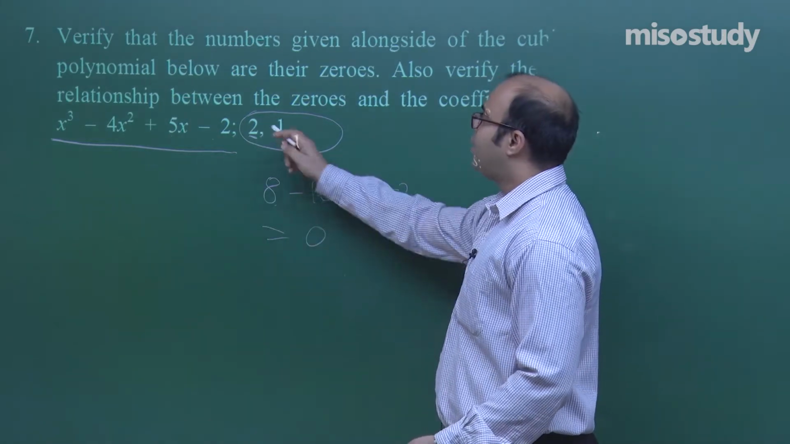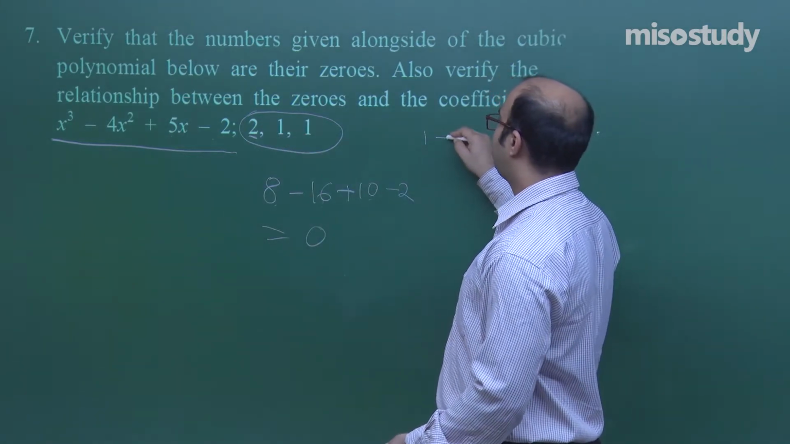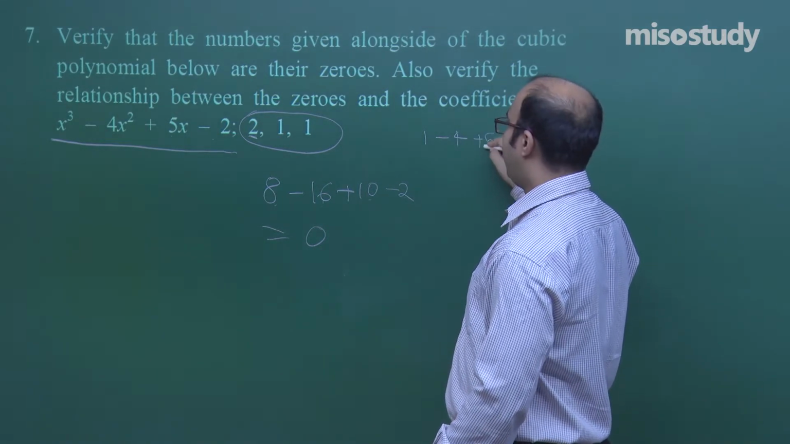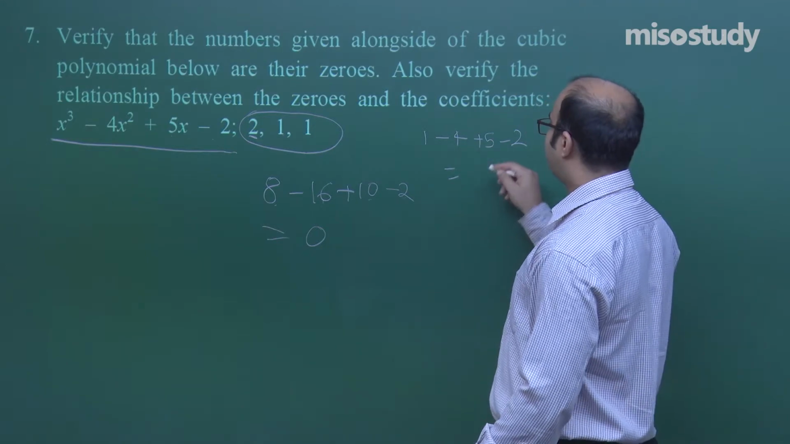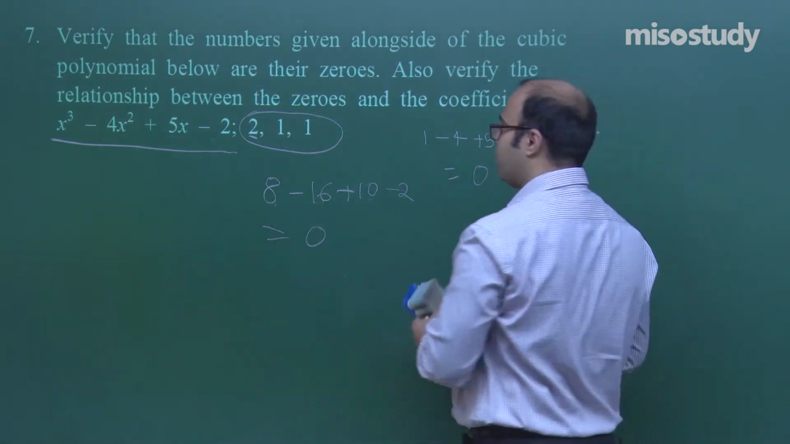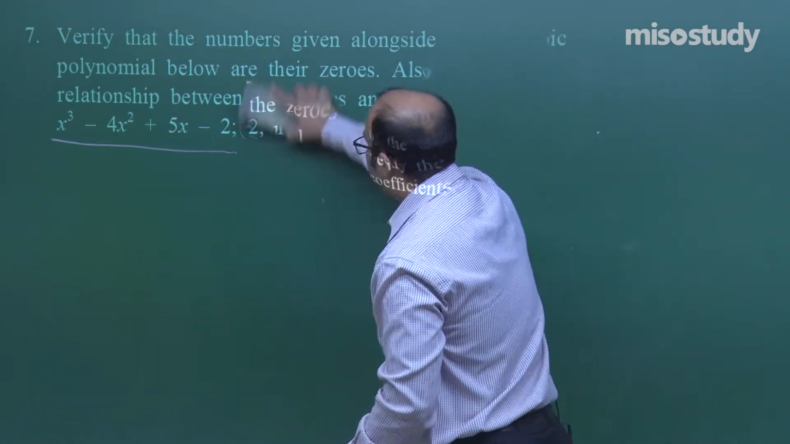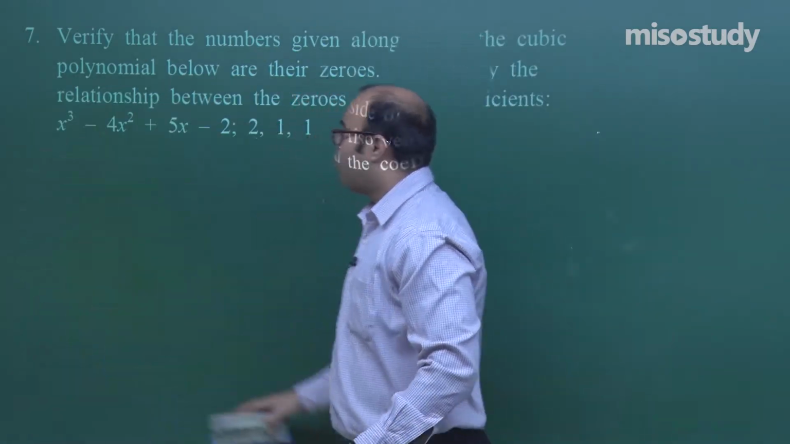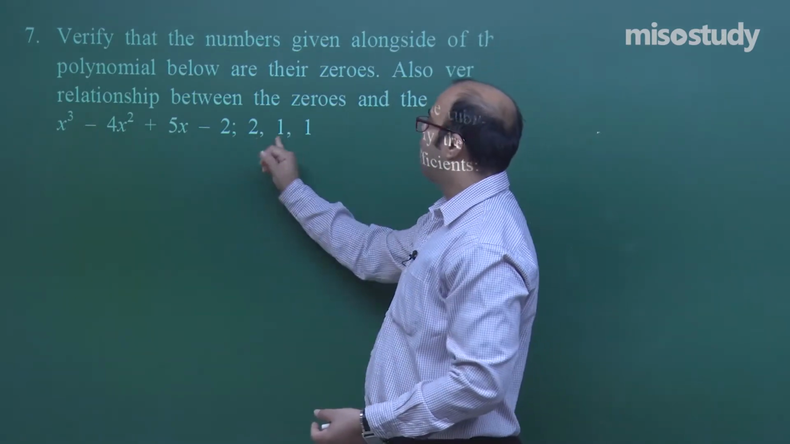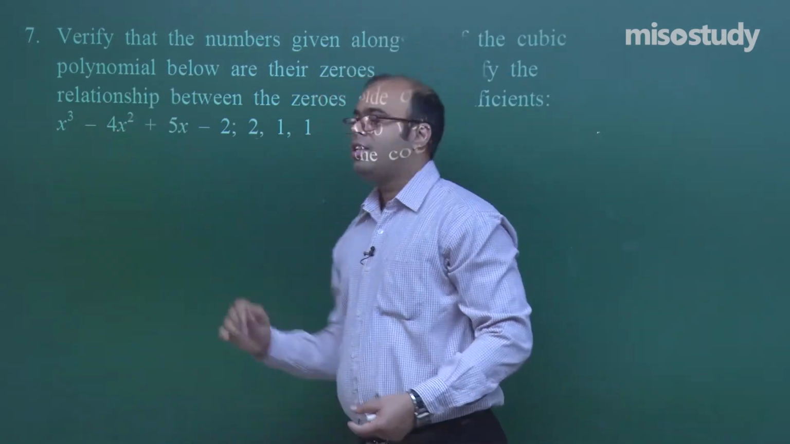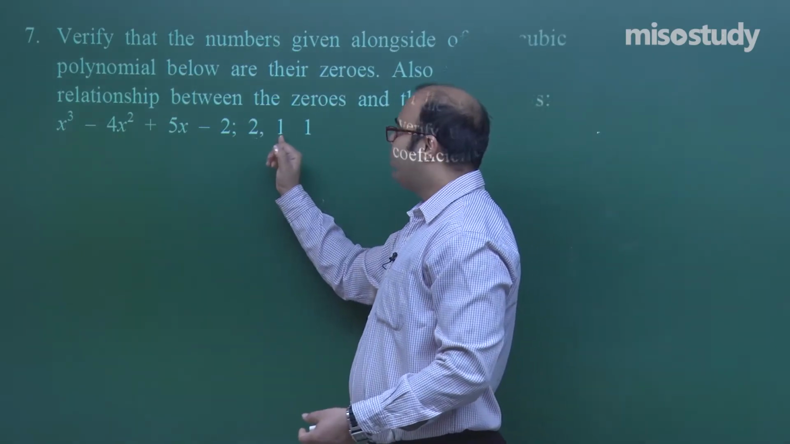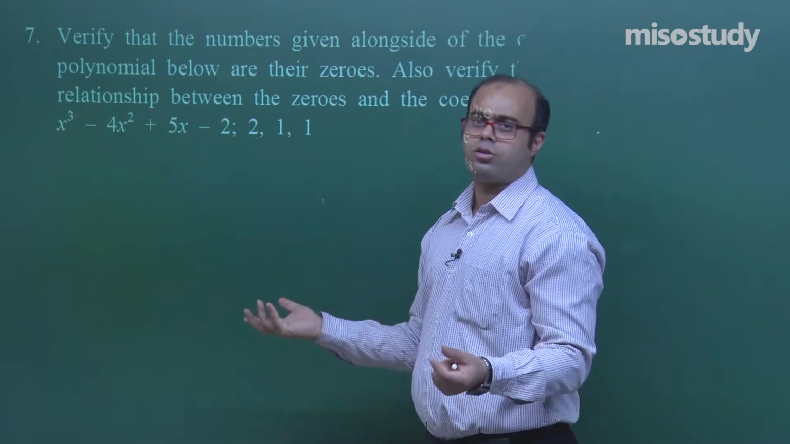Let us check for 1. So 1 cube is 1, 4 into 1 square is 4, and then 5 into 1 is 5, and then minus 2. So this is 6 minus 6, again 0. Another is the same zero, 1. So we will say yes, 2, 1 and 1 are the zeros of this cubic polynomial. After verifying that 2, 1, 1 are making this 0, these are the 2 repeated zeros, 1 and 1. So for 1 we satisfy, for another 1 it is also true.